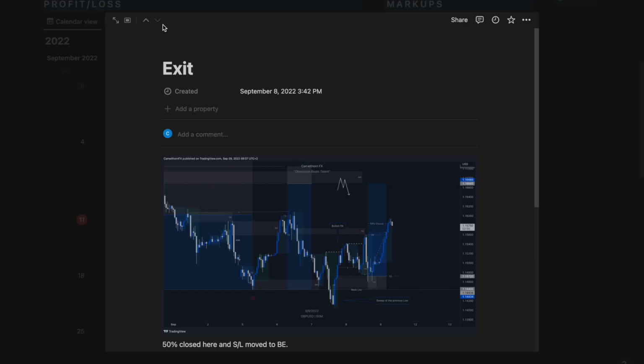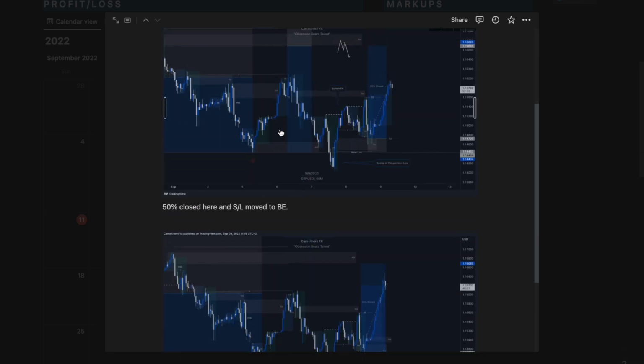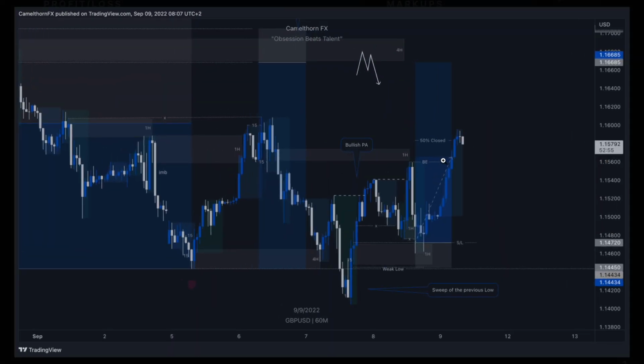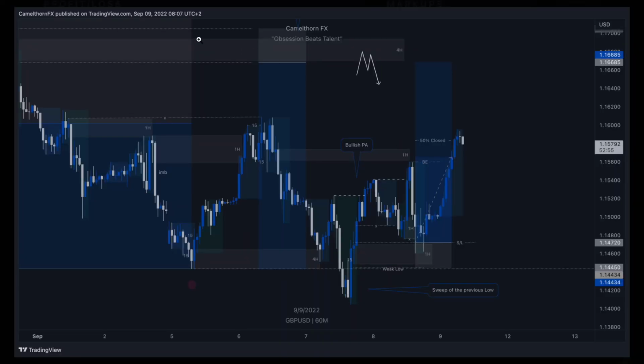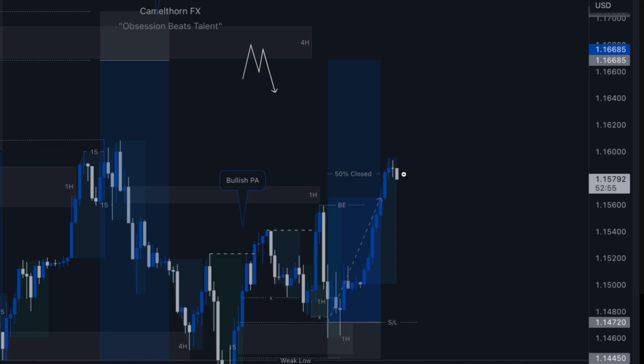So if I bring you guys to my trading journal once again, this is the screenshot that I took when I closed 50% of my position. You can see just towards the end of the Asian session here, I took the screenshot on the 9th of September, 7 minutes past 8 UTC plus 2. This was just around the end of the Asian session. I decided to close 50% of my position. I moved my stop loss to break even.